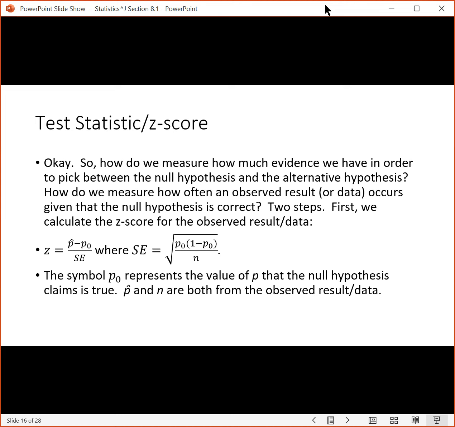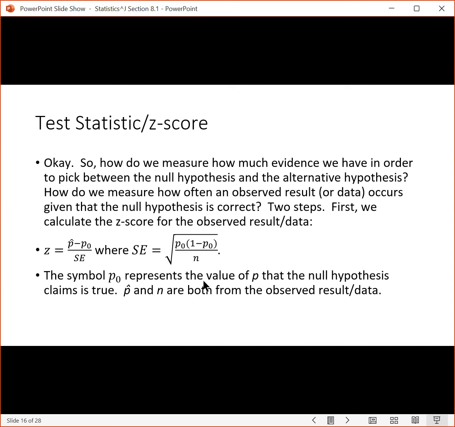First, we go through and calculate the z-score for the observed result. This is a classic z-score from earlier in the course. The z-score equals p hat minus p sub 0, p naught, over the standard error. The standard error looks pretty similar to the normal formula, except you've got the p naughts here. So what are these things?